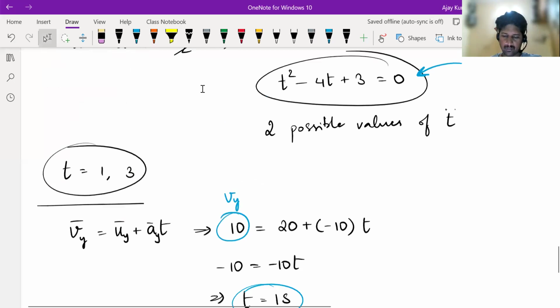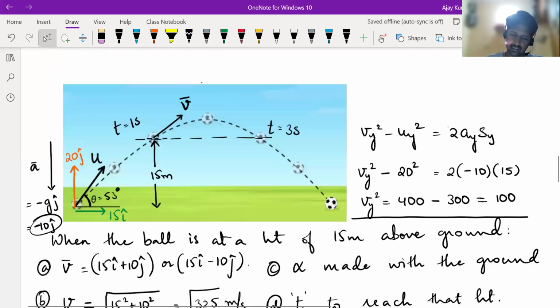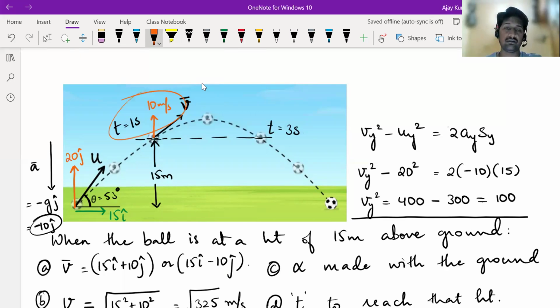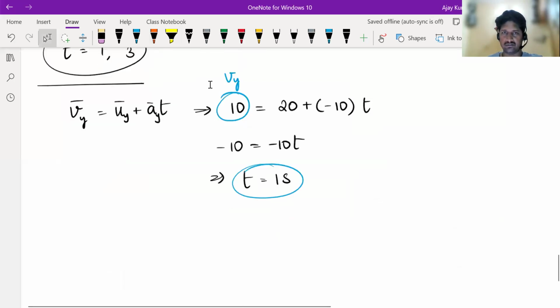Y component being plus 10 indicates ascent. Okay. So during ascent, it will be at that height at a time of 1 second. That is what the equation gives us. Now we know it will be at that height during descent also. If you want to find out that time, use the y component of velocity during descent.